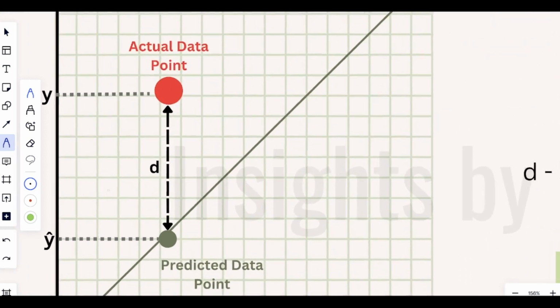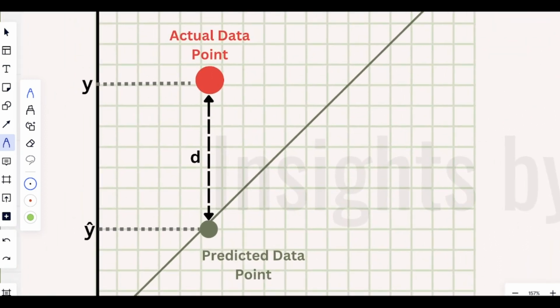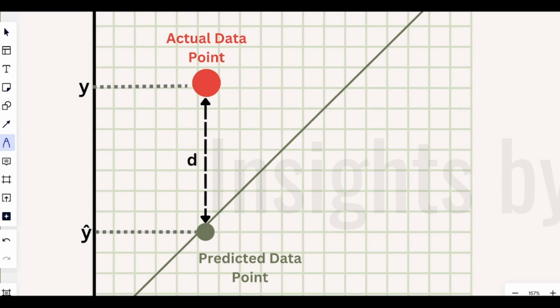Now, you can see here, this is your actual data point. For an example, I've considered here only a single data point. You will map that data point onto your best fit line. This best fit line is also called the regression line. So this is our actual data point, which is symbolized with y, and when you map it onto the regression line, it is symbolized with y hat, and the distance between both of them is symbolized with d.